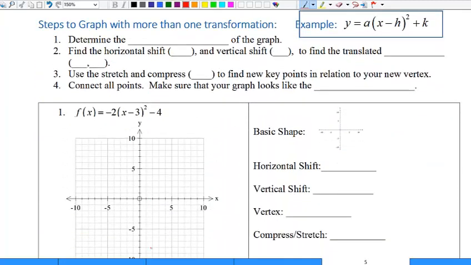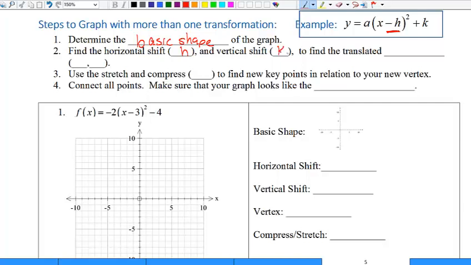Next, let's talk about the steps to graph with more than one transformation. So first thing I want you to do is determine the basic shape of the graph. Once you've determined the basic shape, then I want you to find the horizontal shift, which is the h. Now I gave you an example problem up here. The h is always the letter that's with the x inside the function, and it's opposite of what you might think because of the minus in the formula.